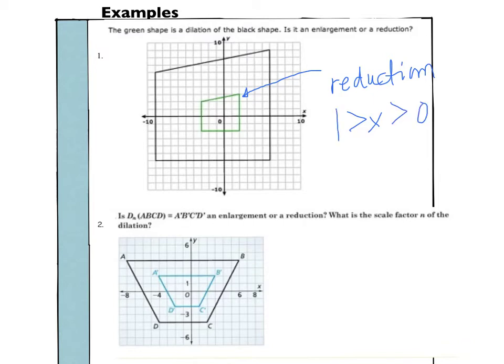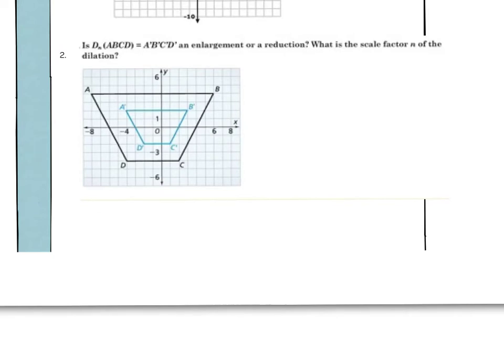So let's now look at question number 2. This one says, is A prime, B prime, C prime, D prime a dilation of ABC an enlargement or reduction? And here it says, what is the scale factor of the dilation? So we have two things to do. Figuring out if it's an enlargement or reduction and what the scale factor is. Since for this problem, ABCD is marked as our pre-image, we know A prime, B prime, C prime, D prime is our image. So we know this has gotten smaller, so this must be then a reduction.